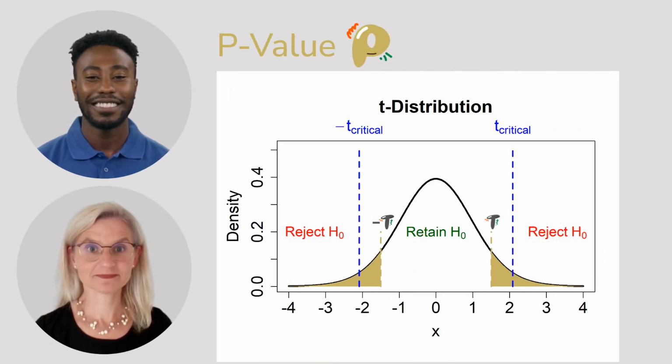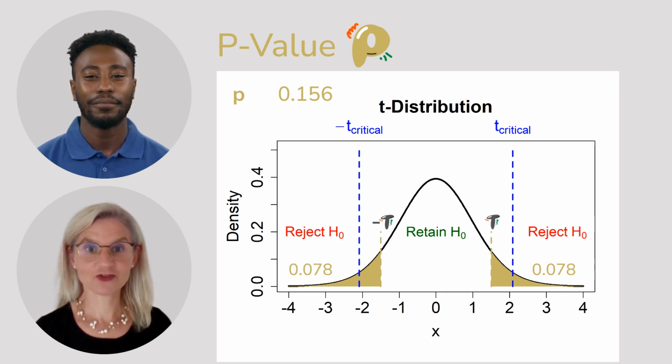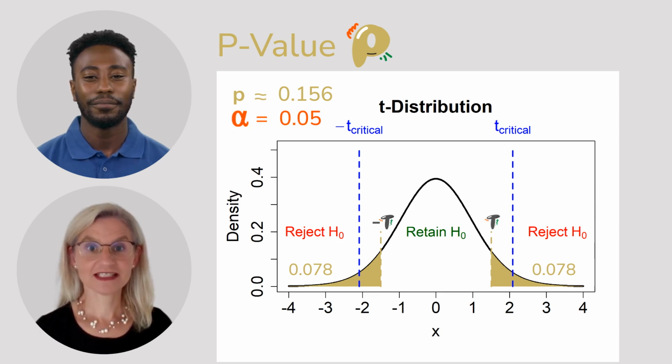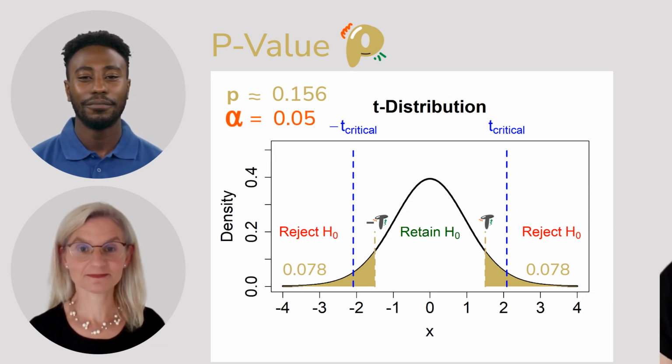And what if the test statistic were smaller, say 1.5? Then the area beyond 1.5 on the right would be about 0.078, and beyond minus 1.5 on the left also 0.078. Together, the p-value would be about 0.156. Since this is larger than alpha, we would keep the null hypothesis.